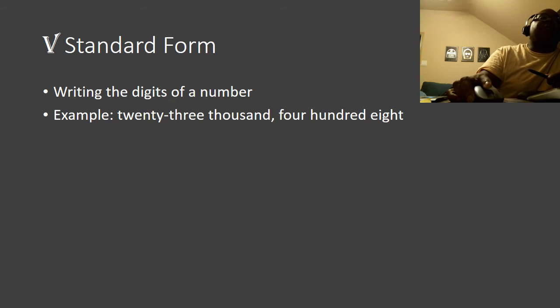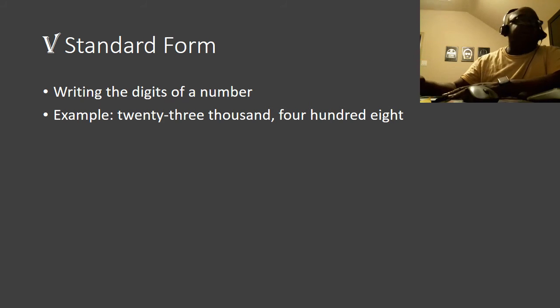So now our next Roman numeral is Roman numeral 5. Standard form. It's just writing the digits of a number. So our example is 23,408. So first thing we do, we make our place value chart. So we see that we have our thousands period, and since we have 408 and nothing behind it, we know that we have our ones period. So I'm going to make my thousands, comma, then I'm going to make my ones period.